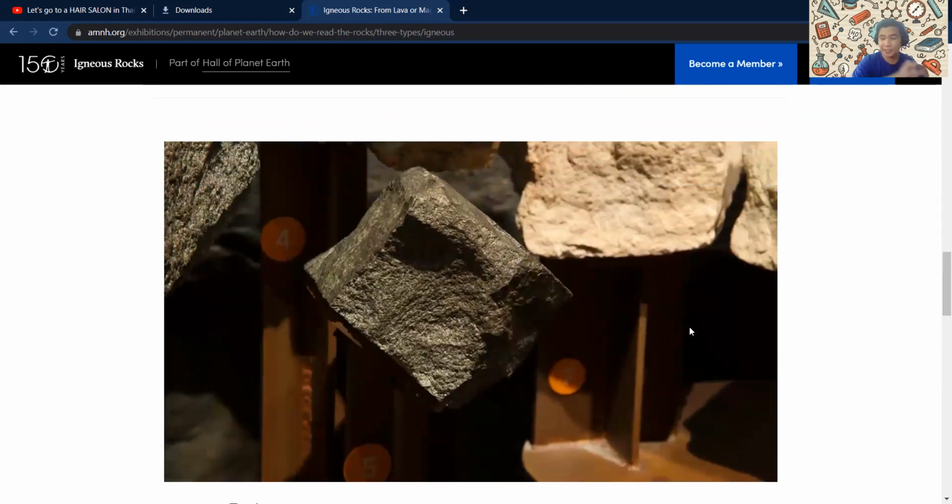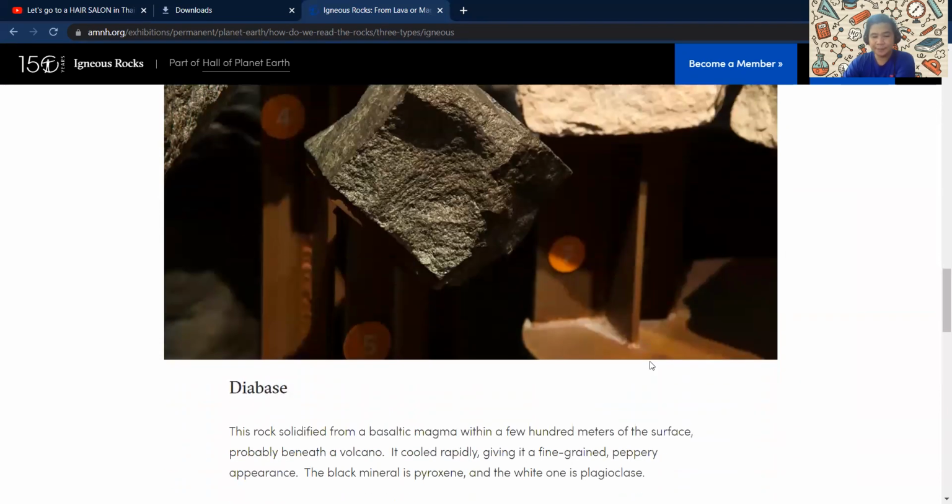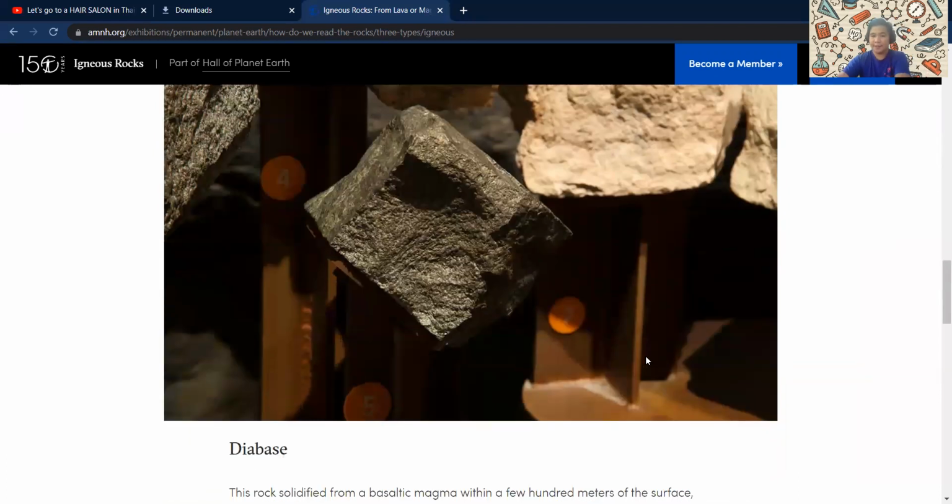Next, diabase. Which is diabase? It's the one in the middle, the black one that looks like it has a lot of holes. This rock solidified from a basaltic magma within a few hundred meters of the surface, probably beneath a volcano. It cooled rapidly, giving it a fine-grained, peppery appearance. The black mineral is pyroxene, and the white one is plagioclase. So, if you look at the rock closely, it has both black and white colors.